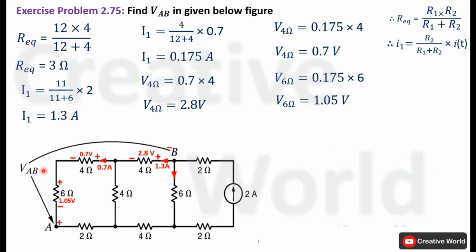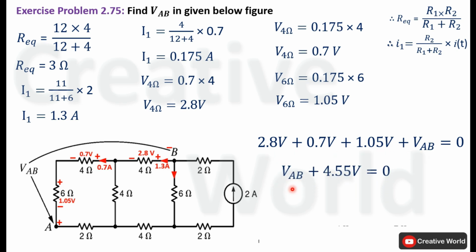So apply KVL inside this semi-closed loop. Start from here. Current entering terminal is positive, so 2.8 volt will be taken with positive sign. Next 0.7 volt will be taken with positive sign because current entering terminal is positive. Voltage across this 6 ohm resistance will also be taken with positive sign because current entering terminal is positive, and at the last current entering terminal is positive, so VAB will also be taken with positive sign. Now add these constants together. It will become VAB plus 4.55 volt equal to 0.